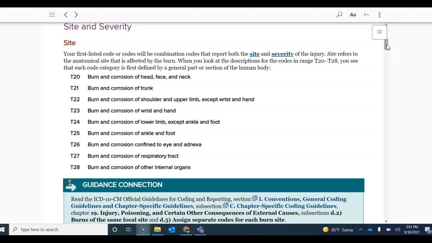This is where you would use a placeholder. Okay, so if your code is T21.33, a 3rd degree burn of the upper back, that's only 5 characters, but you've got to have 7. So it's going to be T21.33X, and then the AD or the S is the 7th. Okay, so I'm going to stop here, and then I'll pick up on the T31 codes.